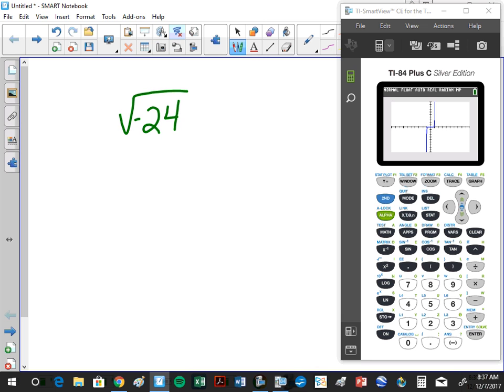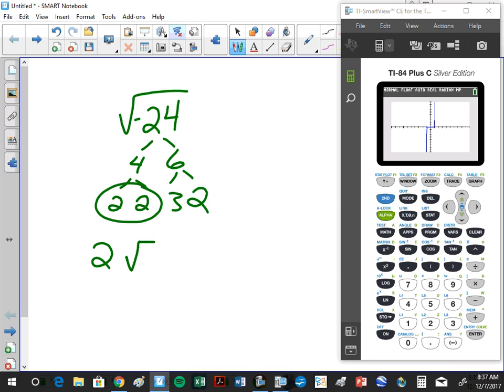How would you do that? We need to factor 24 and see if there are any pairs, and then we'll pull those out. We'll also pull the i out. 4 and 6, 2 and 2, 3 and 2. Can I take anything out? A pair of 2's. So 2 on the outside times the square root of what's left, which is 6.